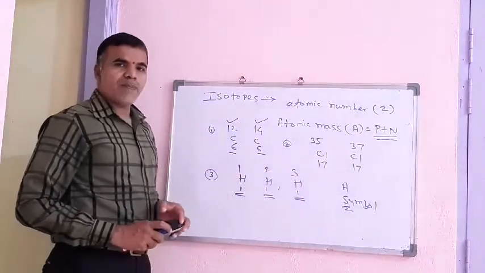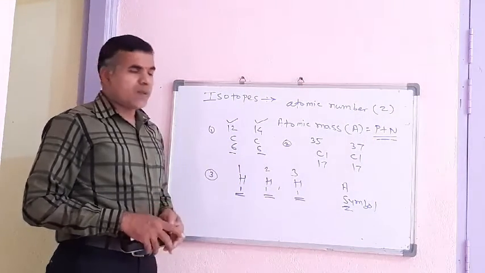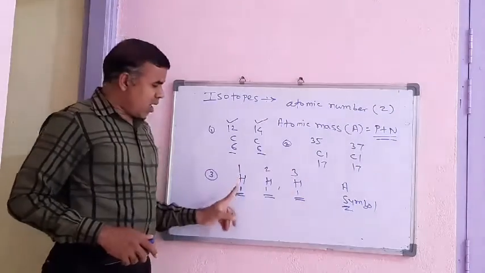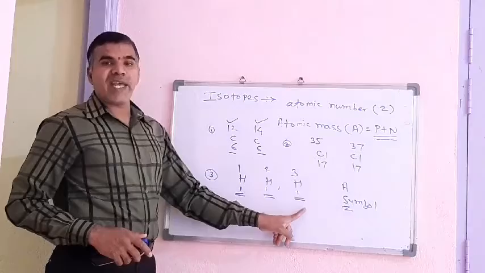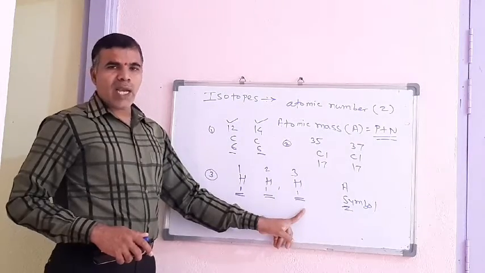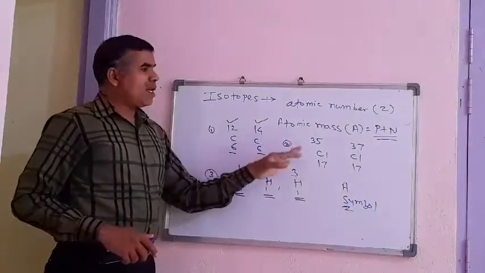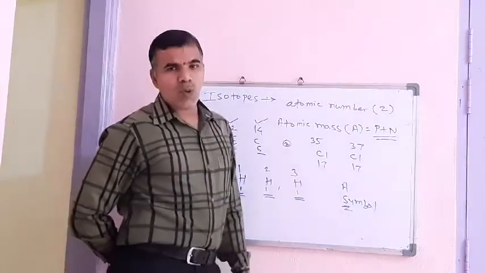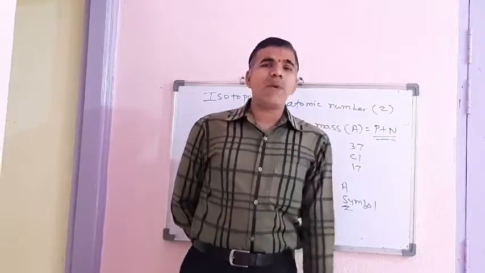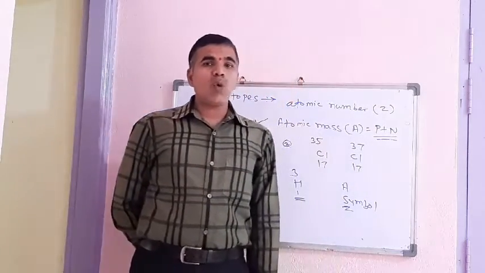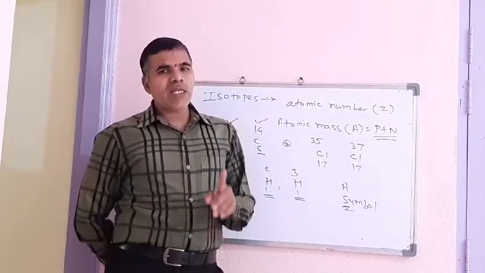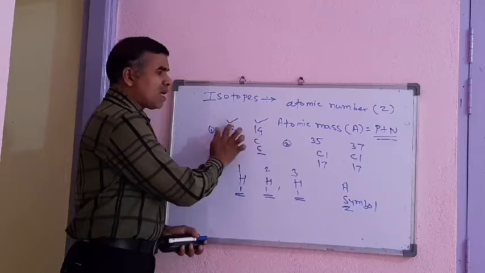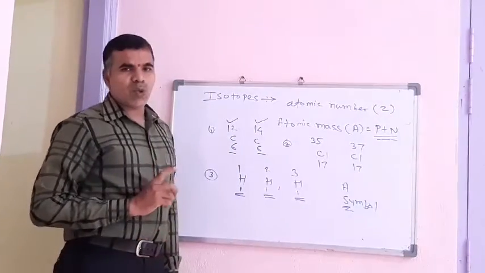Next, hydrogen. Hydrogen has three isotopes, H-1, H-2, H-3: hydrogen, deuterium and tritium. So these are some examples based on isotopes. From these examples we conclude that isotopes are elements having the same atomic number but different atomic mass number.